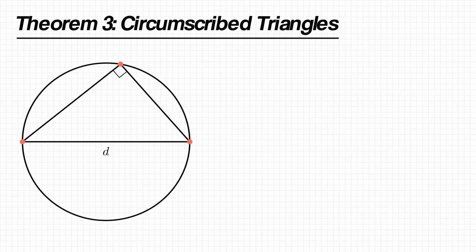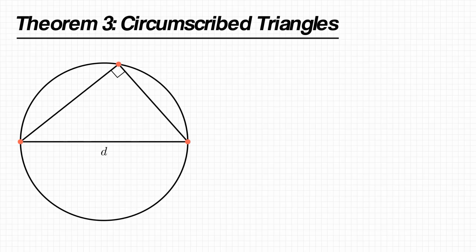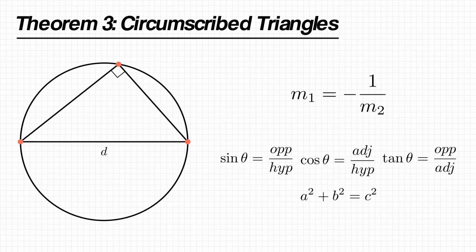This means the gradients of the two chords that form the right angle will always be negative reciprocals of each other, as well as our circumscribed triangle in this instance will always be a right-angled triangle.